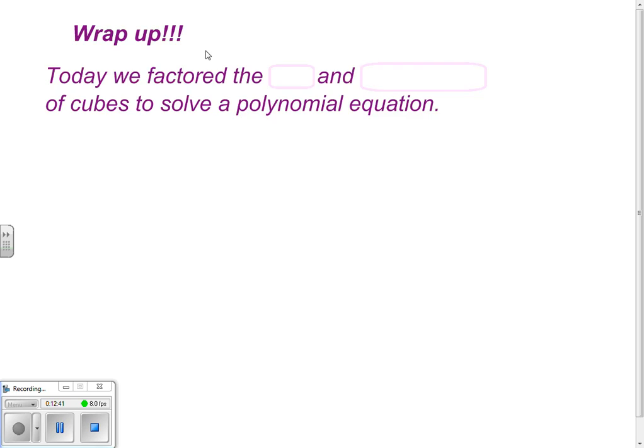And don't forget we have a wrap up. Today we factored the blank and blank of cubes to solve a polynomial equation. That is the sum and difference of cubes.